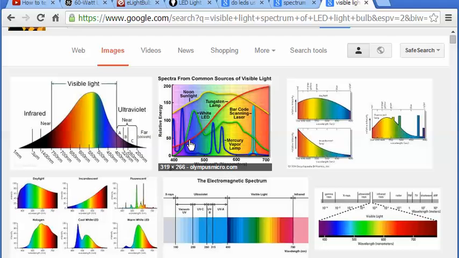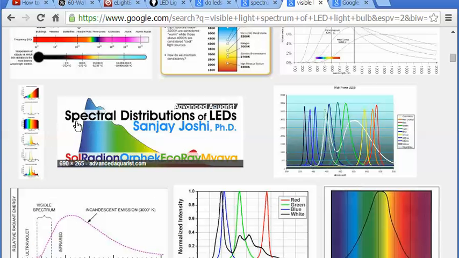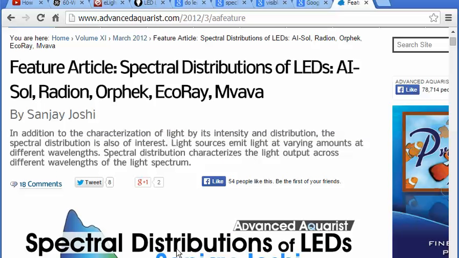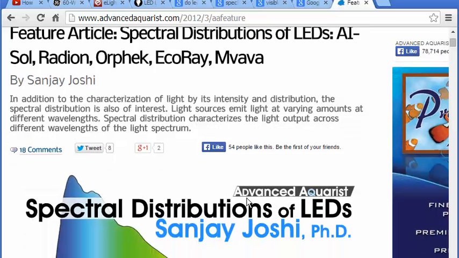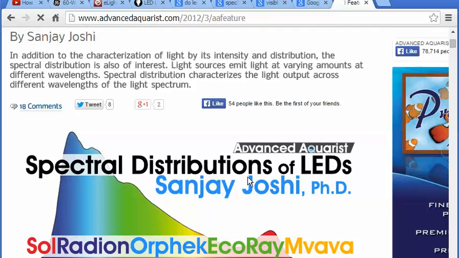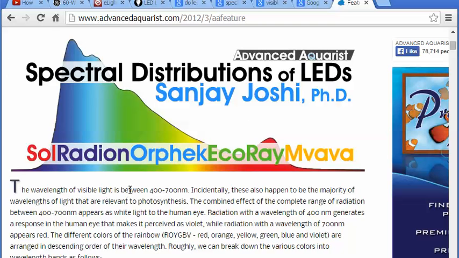And here's an interesting image because it shows a whole lot of different spectra. And I like this image here because it says Spectral Distributions, plural, of LEDs by Sanjay Joshi, PhD. Let's look at that one. Sanjay says, in addition to the characterization of light by its intensity and distribution, the spectral distribution is also of interest. Light sources emit light at varying amounts at different wavelengths. Spectral distribution characterizes the light output across different wavelengths of the light spectrum. The wavelengths of visible light is between 400 and 700 nanometers.